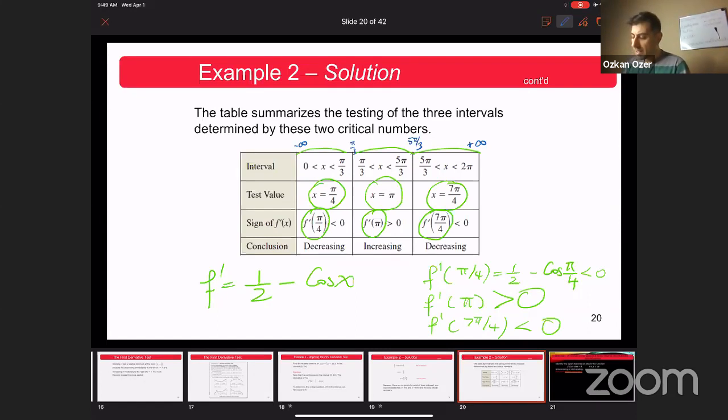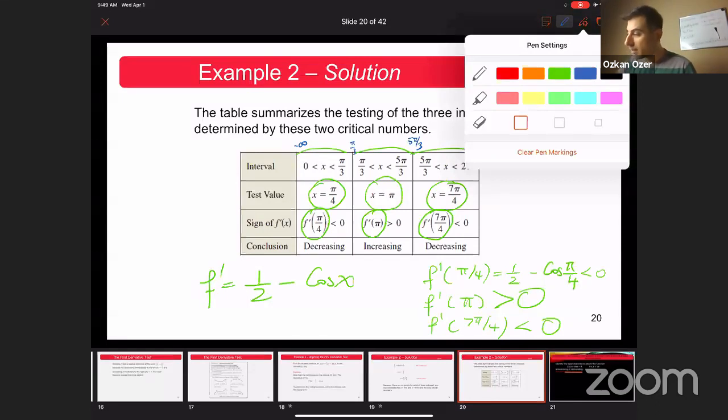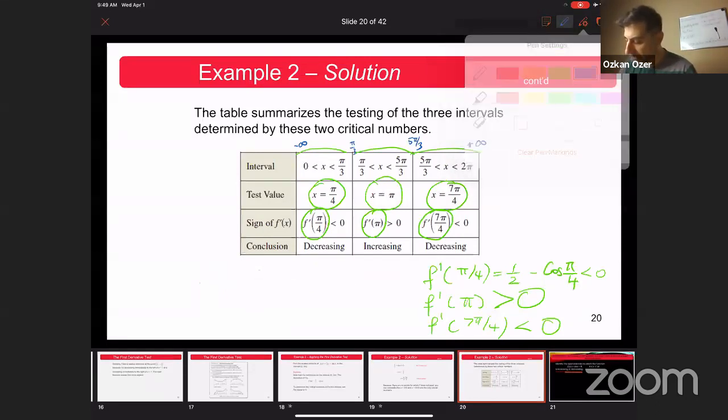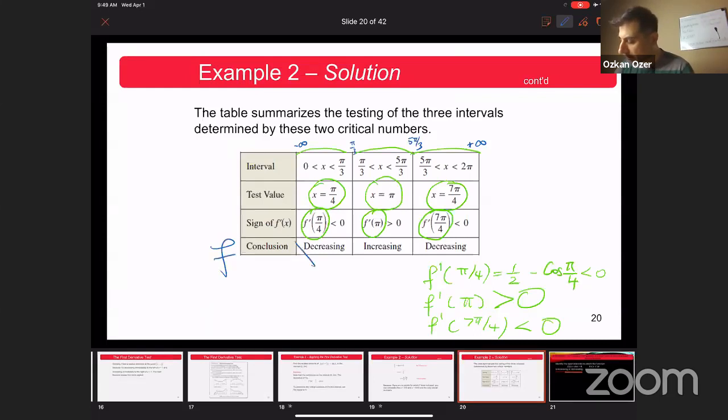All right. So now, by using the very first fact, if f prime is negative, then f is decreasing. If f prime is positive, f is increasing on the corresponding subinterval. So let me just clean this up a little bit. And I can go ahead and conclude that f is decreasing, increasing, and decreasing on the corresponding subintervals. Okay? So again, by looking at the sign of f prime, you deduce increasing and decreasing behavior for function f. That's exactly what we are doing here.